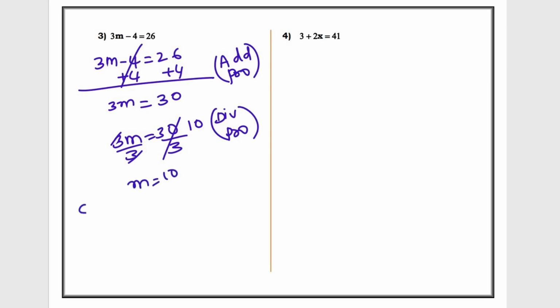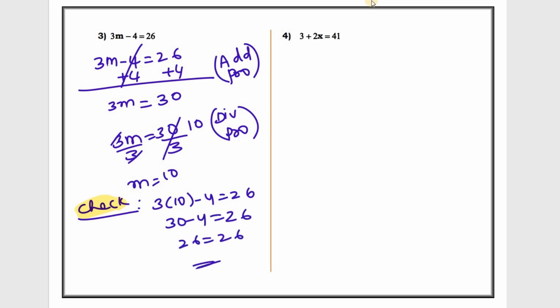So let's check it out. So 3 times m minus 4 is equal to 26. So 30 minus 4 is equal to 26. So 26 is equal to 26, hence verified. Let's go to the fourth question.